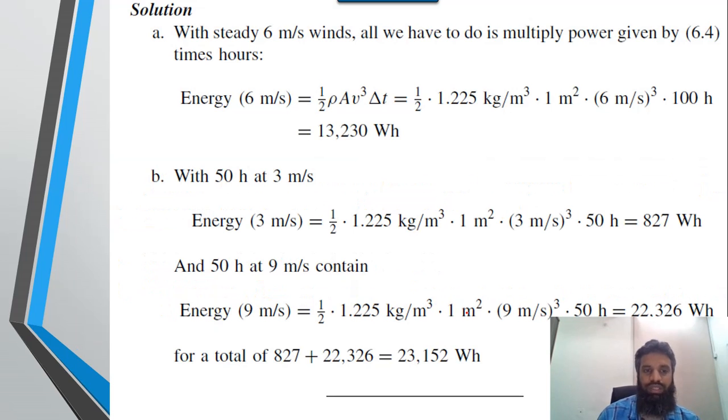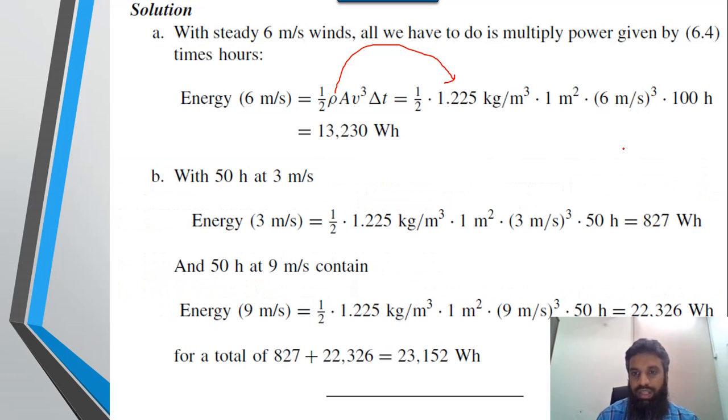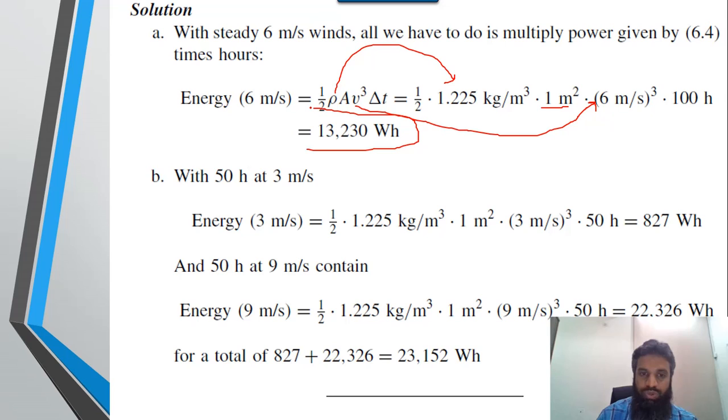For the first case, we need to calculate the energy. So we have half rho A into V cube into time. Rho is basically the air density, which at 15 degrees is 1.225, and the area is given, which is 1 meter square. If we put the value of the area, that is 1 meter square, the velocity for the first case is 6 meters per second, and the time is 100 hours. So the overall electricity produced by the wind turbine is 13,230 watt hours.